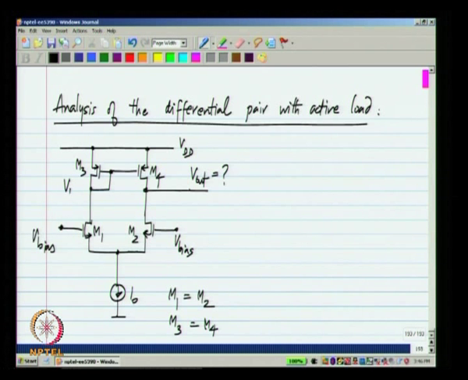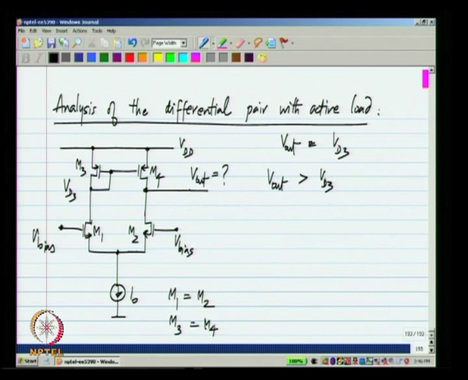Let me call this Vd3. So, V out will be equal to Vd3. Now, how do we know? The easiest way to prove this is by assuming that, let us say, V out is more than Vd3.